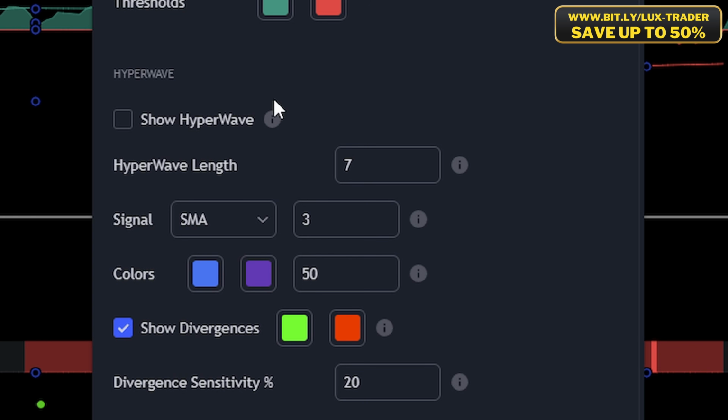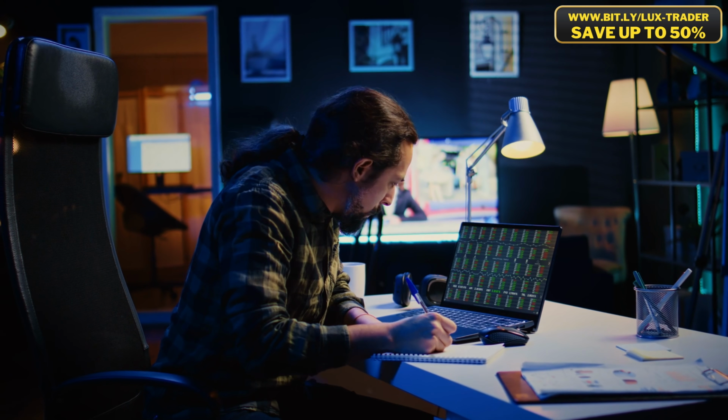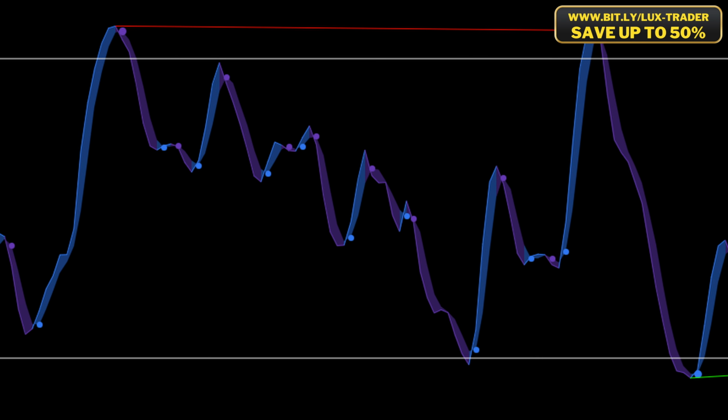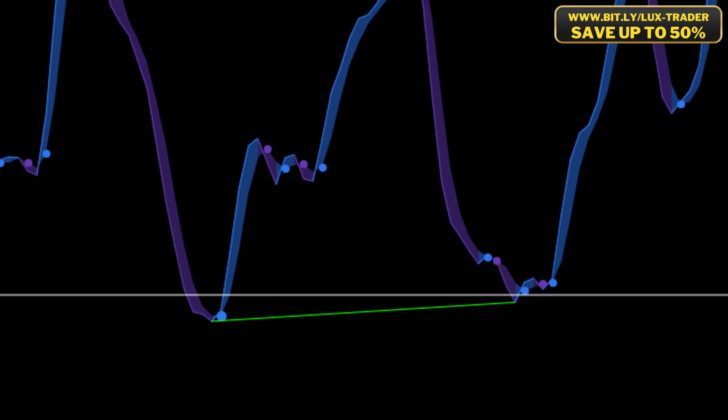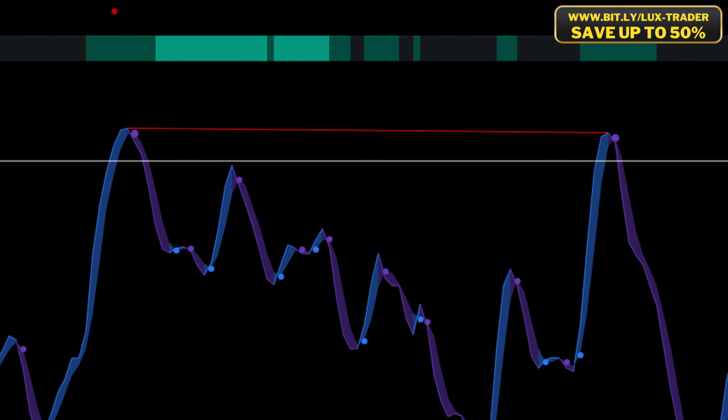Now let's head back into the settings and enable the Hyperwave oscillator along with its real-time divergences. This addition will enhance our ability to analyze price action. With the Hyperwave oscillator enabled, you'll notice the blue and purple ribbon on the chart, along with real-time divergence lines appearing in green for bullish and red for bearish divergences.